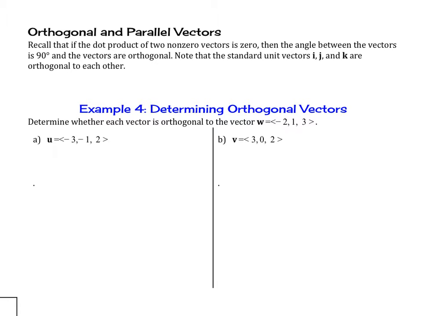Orthogonal and parallel vectors. Recall that if the dot product of two non-zero vectors is 0, then the angle between the vectors is 90 degrees, and the vectors are orthogonal. Note that the standard unit vectors i, j, and k are orthogonal to each other.